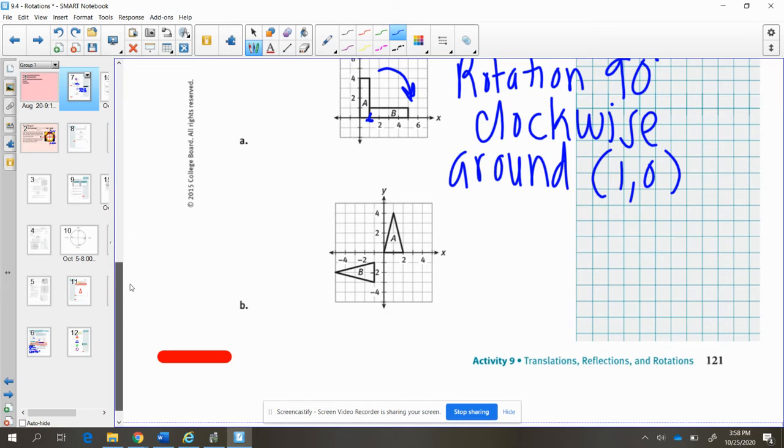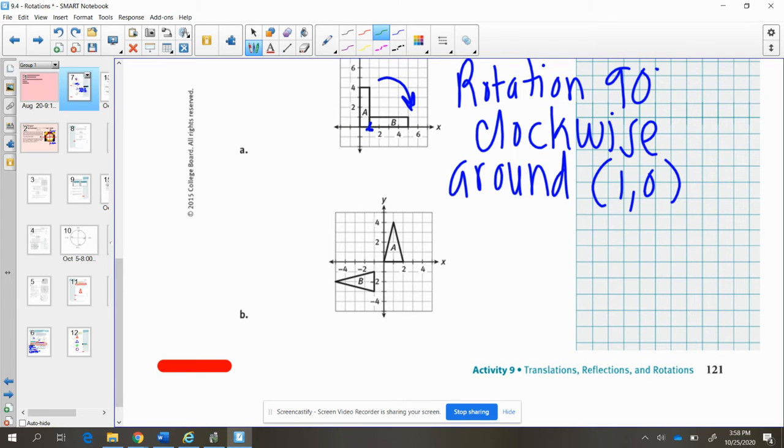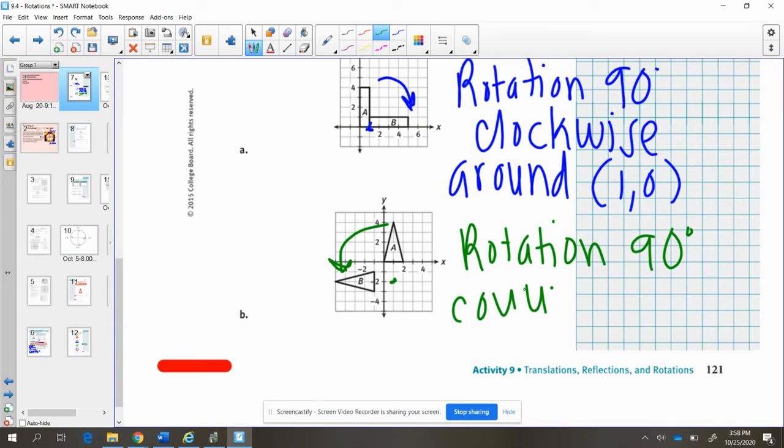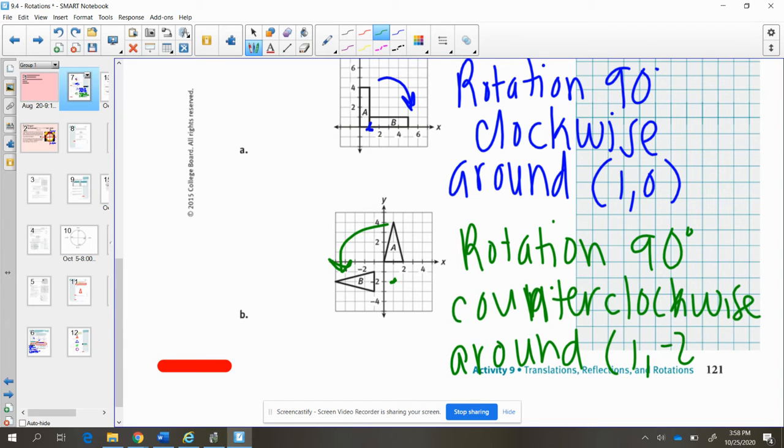Now the center of rotation in this next example is going to be a little different. The center of rotation is actually going to be at 1, -2. And this time, to get this point to go from A to B, we had to move left, which means this time it was a rotation 90 degrees counterclockwise around 1, -2 this time. Okay, so left is counter and right is clockwise.